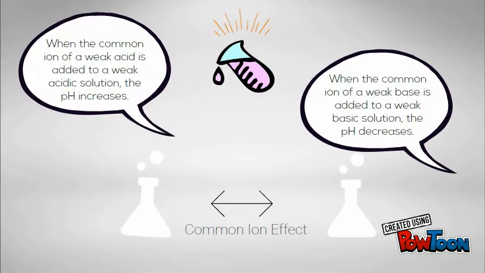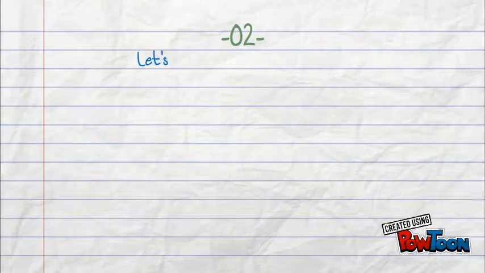When the common ion of a weak acid is added to a weak acidic solution, the pH increases. When the common ion of a weak base is added to a weak basic solution, the pH decreases. Let's move on to buffer solutions.